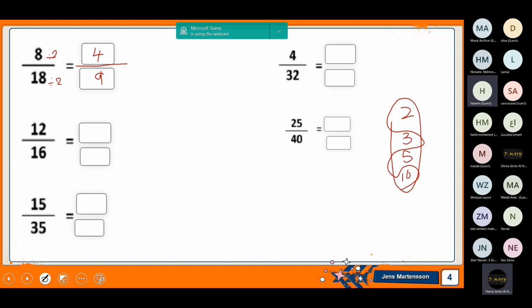Can I divide 4 and 9 by 2? 4 I can divide by 2, but 9? No, we can't. Bravo. Can I divide 4 and 9 by 3? No. By 5? No. By 10? No. So this 4 over 9 is the simplest form. Thank you so much.